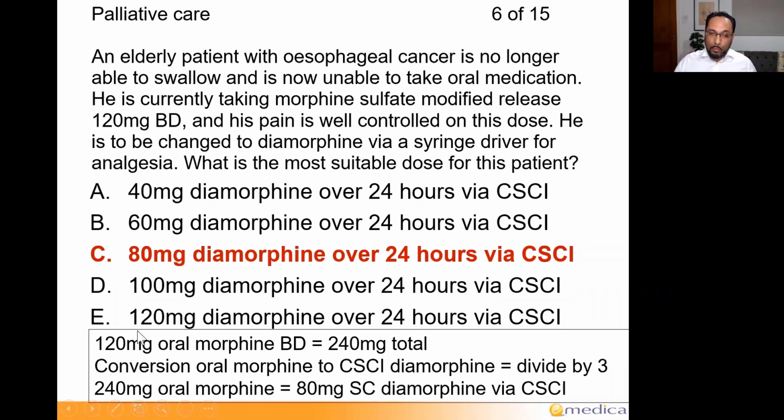As I mentioned, the second most popular answer was E, 120. Where would it be 120? If it was not diamorphine, but morphine given via injection. Because morphine by injection is twice as powerful as morphine orally. Diamorphine, though, is three times as powerful. That's why we need to divide by three, okay?